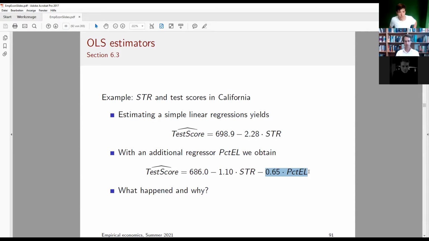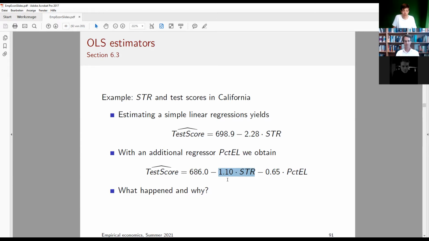So the more persons are still learning English, are non-native speakers who might struggle understanding language, and with language, of course, the message of the teacher. So if we have more foreign language students in our class, then on average test scores decrease. But what's most striking is that the coefficient of student-teacher ratio, the coefficient of class size, is less than half as large as it was before. Now the influence of reducing the class by one student is only -1.1 test score points.